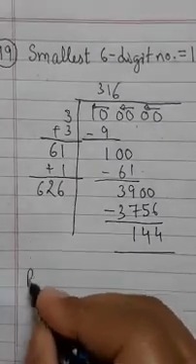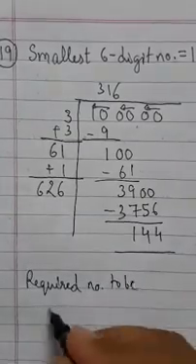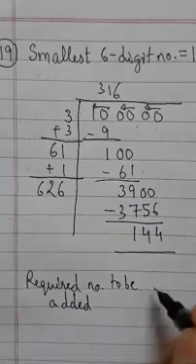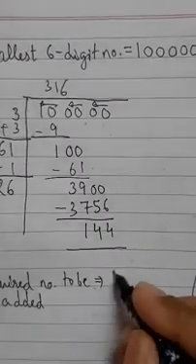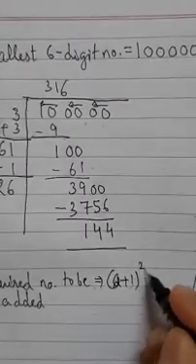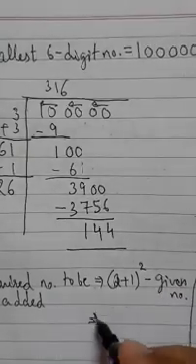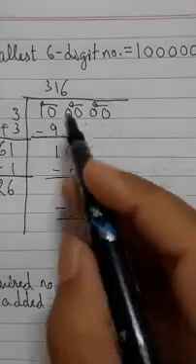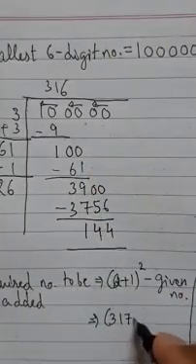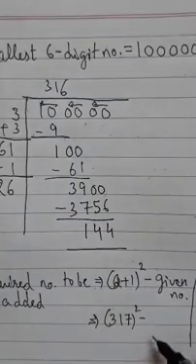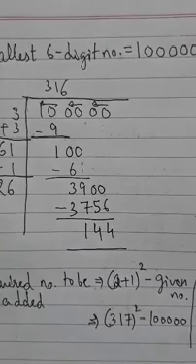So the required number to be added this time will be equal to, I believe you remember the formula that I have given you in the previous question. It will be equal to q plus 1 whole square minus given number, where q is the current quotient. So it will be 316 plus 1. 316 is the quotient. So 316 plus 1 is 317. So 317 whole square minus the given number, that is 100000. That is the assumed 6-digit number.